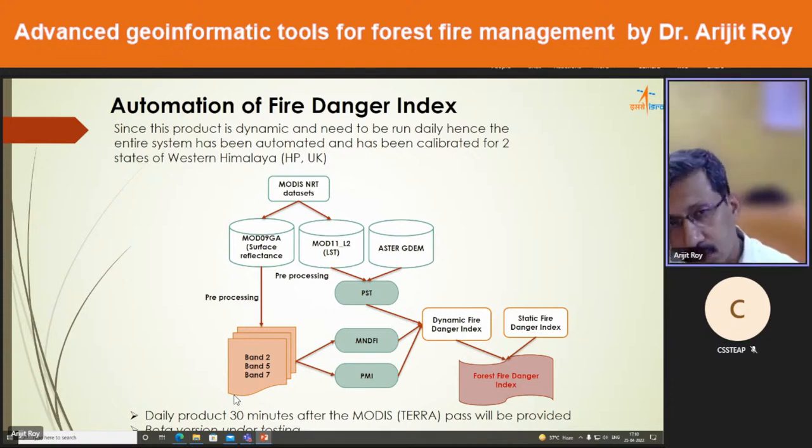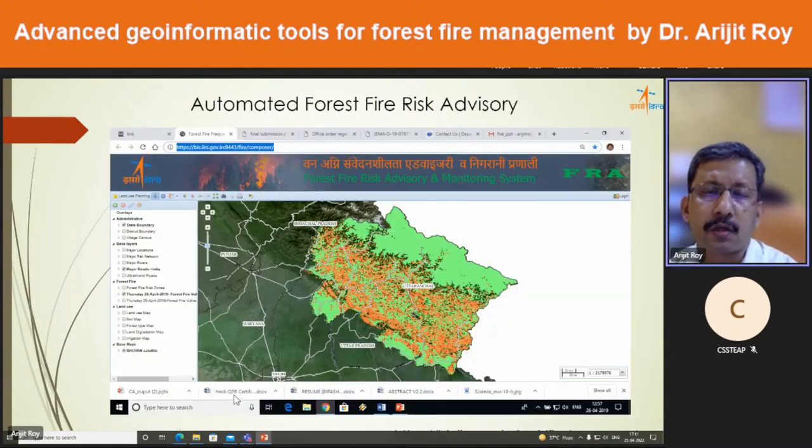And since this product is dynamic and needs to be run daily, what we are doing is that the system now downloads the satellite data, processes it, and then computes all the indices, integrates the two indexes, static and dynamic, and provides the forest danger index, and then publishes it on the website. So this is the automated forest fire risk advisory and monitoring system which we have developed, and it provides the information on the fire activities on a daily basis.